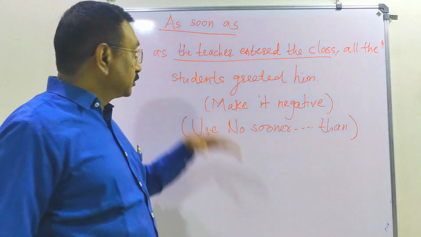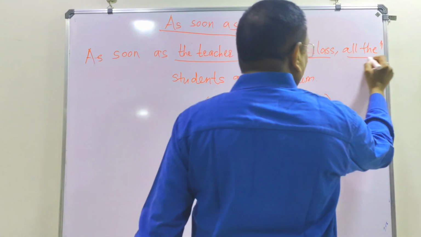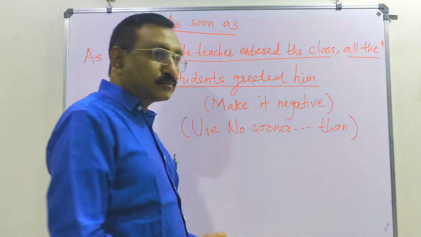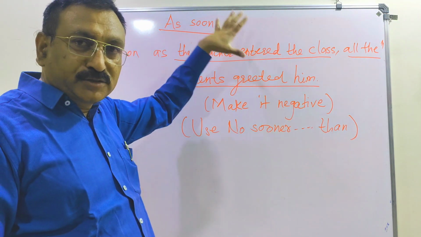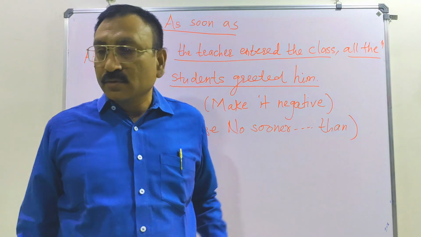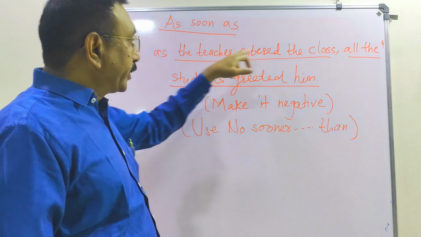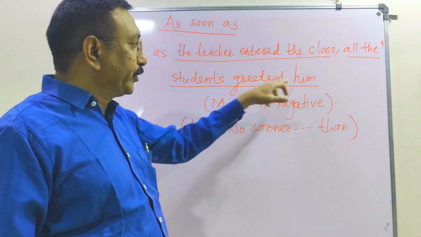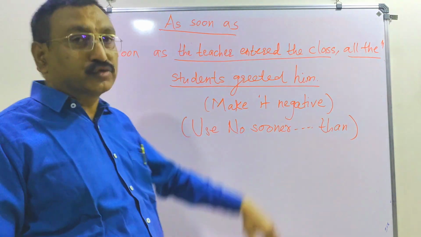The first clause is "the teacher entered the class", and the second clause begins with the word "all": "all the students greeted him". Look at this sentence carefully. This is an affirmative sentence, a positive sentence, and it consists of two clauses. Now we are going to transform this sentence into a negative sentence.